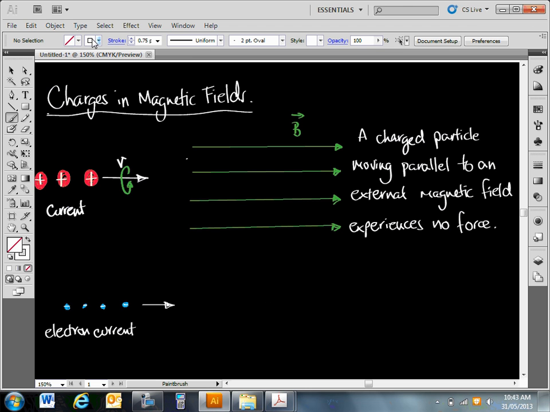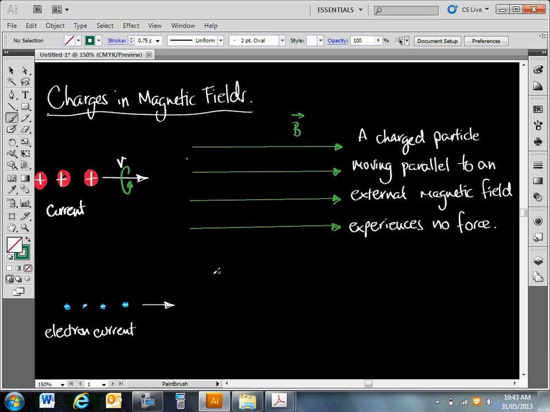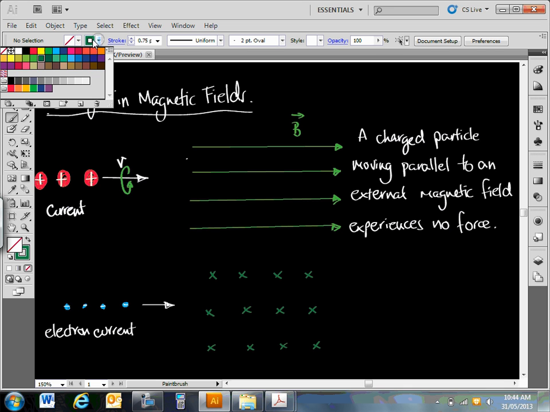Here, and I'm going to draw a magnetic field now at 90 degrees to the one I drew before. I'm going to draw it going into the page. Now, this current of electrons, this flow of negative charge, is going to experience a force. Does anybody know what force it experiences? Have a think about that.